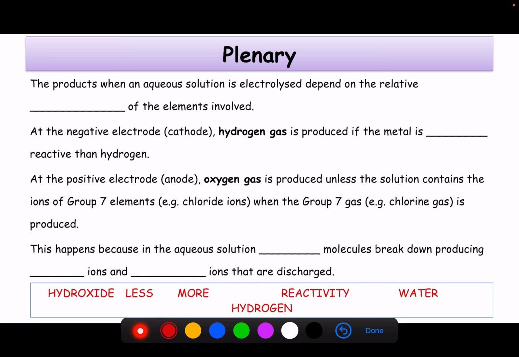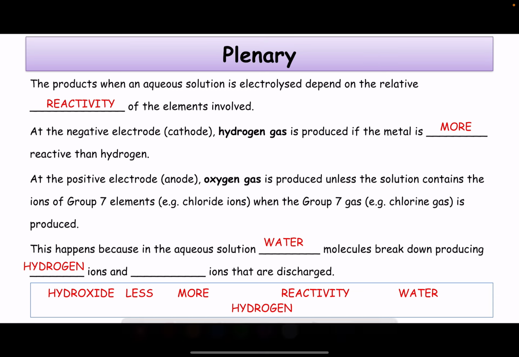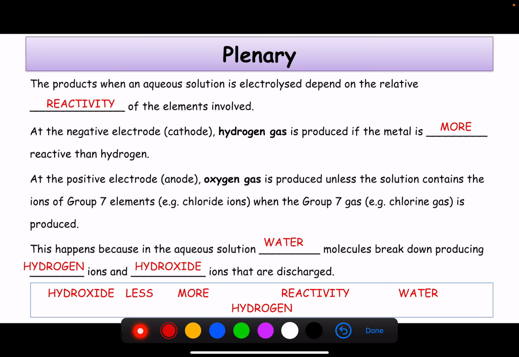Finally, press pause, go and have a go at this summary exercise, then come back and check your answers. So the products when an aqueous solution is electrolyzed depend upon the relative reactivity of the elements. At a negative electrode, hydrogen gas is produced if the metal is more reactive than hydrogen. At the positive electrode, oxygen is produced unless the solution contains group 7 ions. This happens because in the aqueous solution, water molecules are broken down to produce hydrogen ions and hydroxide ions.